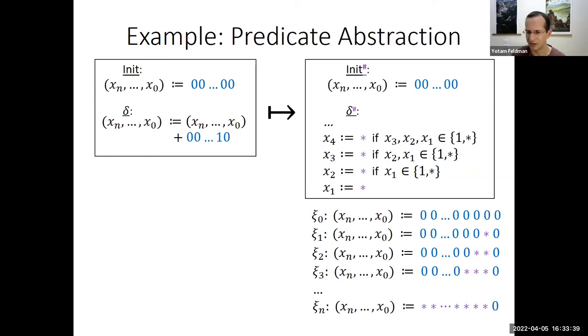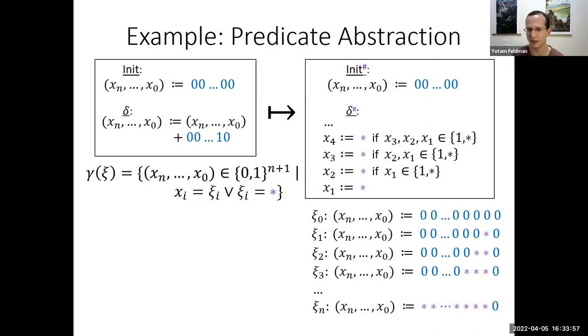So okay, this seems like stars, are we all like stars, but what's the meaning of this? I mean the astronomical kind, not the Hollywood kind. Anyway, to ascribe meaning to what happens here, we want to define what's called a concretization function, gamma, which here takes a value, a state of the abstract program, where each xi is either zero, one, or a star. And what gamma returns is a set of concrete states, a set of states of the original program.